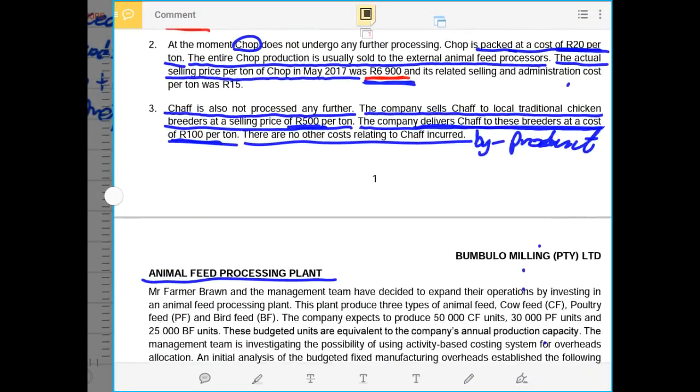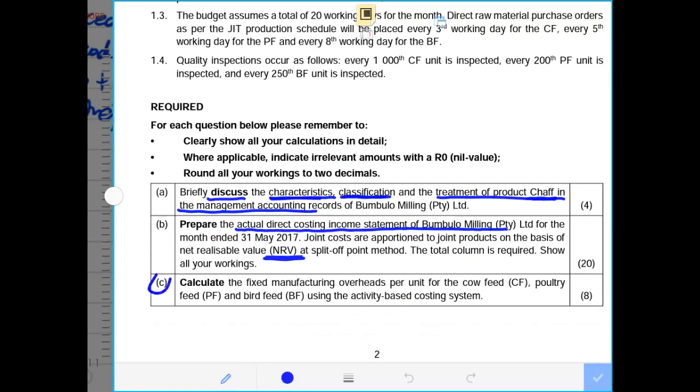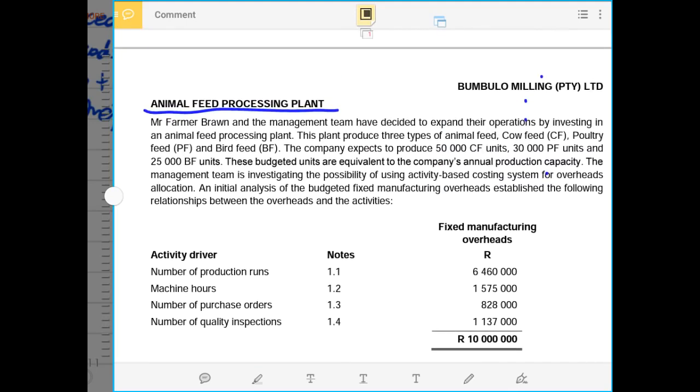Then we go to the next question. And the next requirement is the last one, number C. Number C requires us to calculate the fixed manufacturing overheads per ton for the cow fat, poultry fat, and the bird fat using activity-based costing. So now we are using ABC. Obviously now we are on this section of the question where we deal with activity-based costing.